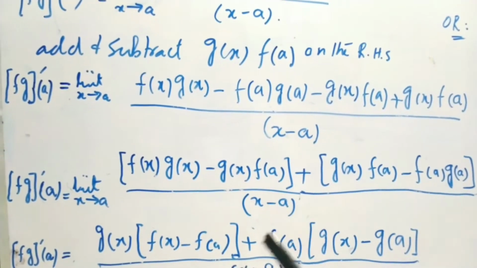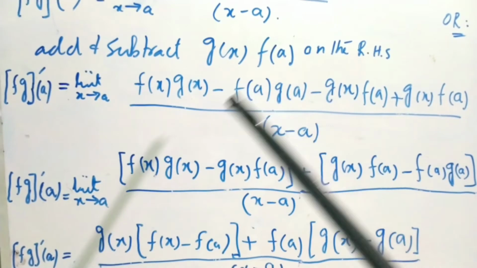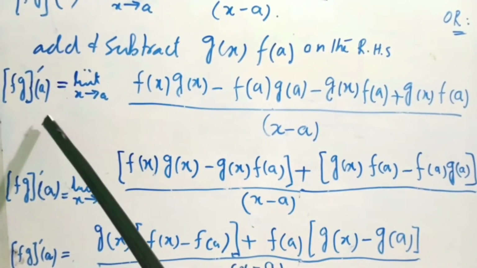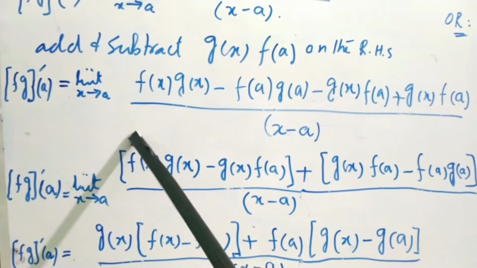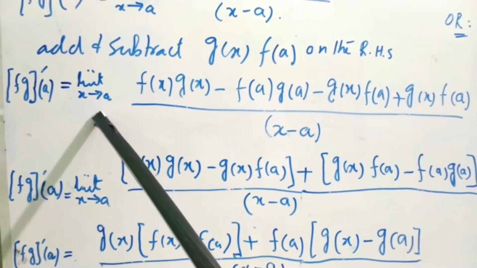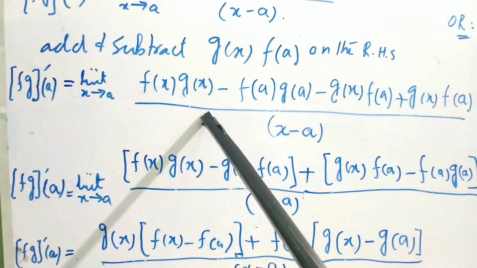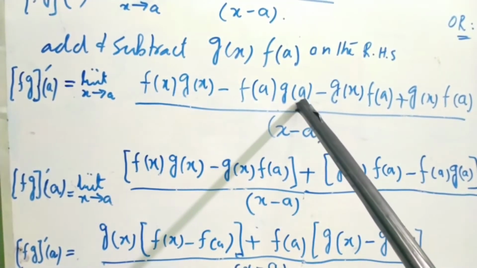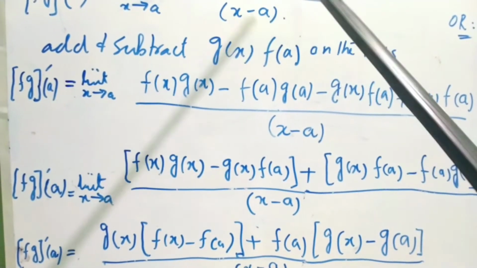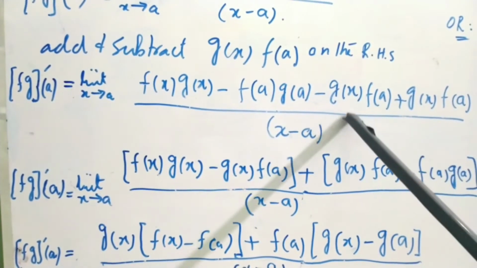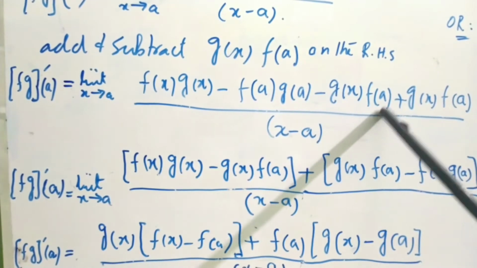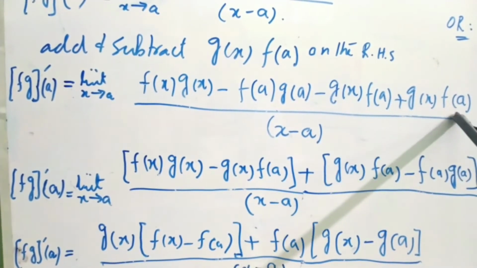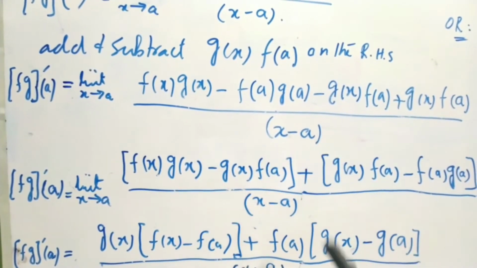So after the addition and subtraction of g of x into f of a, we have (fg)' of x is equal to the limit as x approaches a of f of x into g of x minus f of a into g of a, the same thing, then subtract g of x into f of a and then add g of x into f of a, divided by x minus a.